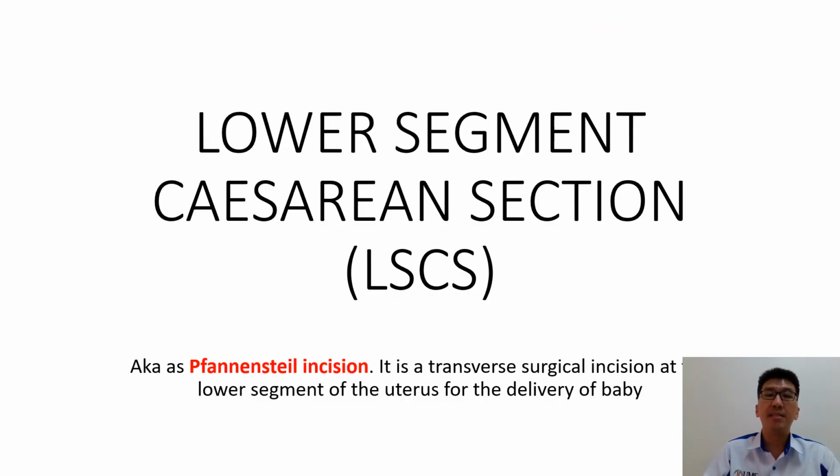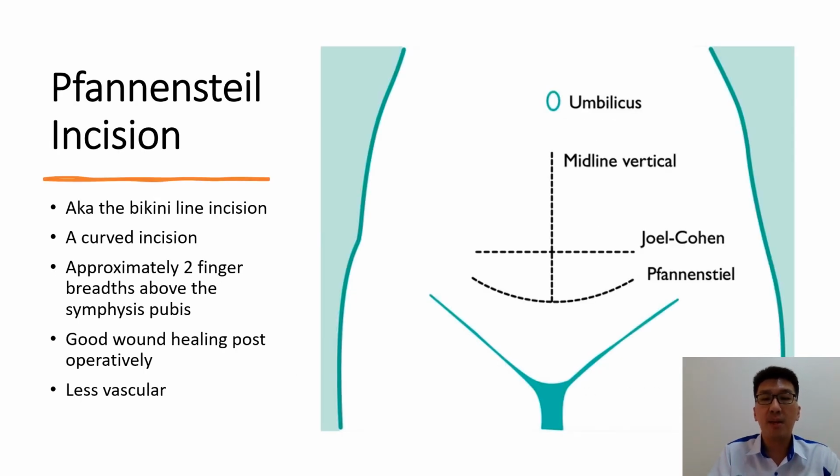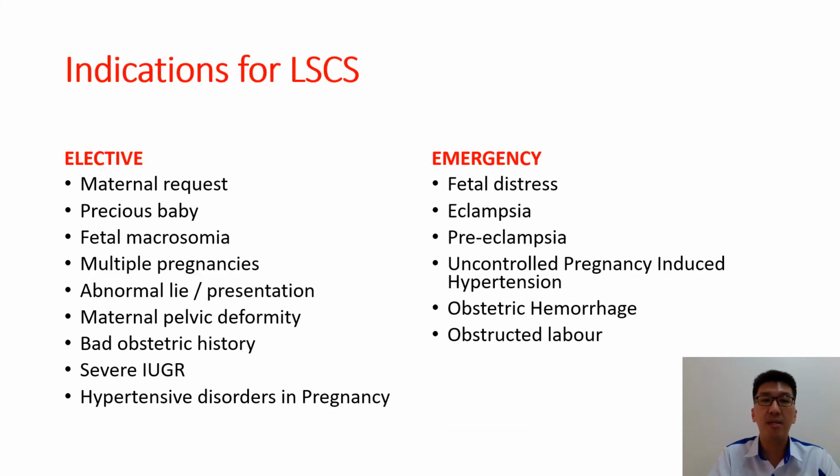The lower segment Caesarean section, LSCS, is also known as a Pfannenstiel incision. It is a transverse surgical incision at the lower segment to deliver the baby. As mentioned again, this picture shows the various types of incisions usually made, and we are focusing on the Pfannenstiel incision, also known as a bikini line incision, which is a curved one approximately 2 finger breadths above the symphysis pubis. And as mentioned earlier, it promotes good wound healing postoperatively, less pain, and it is less vascular with lesser bleeding risk.